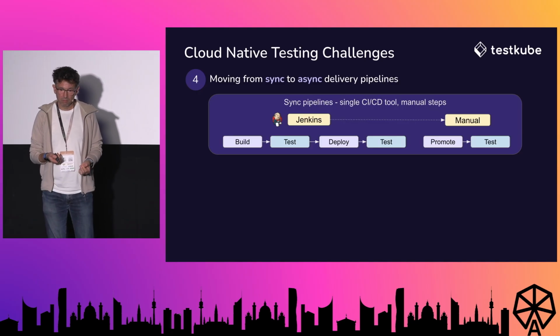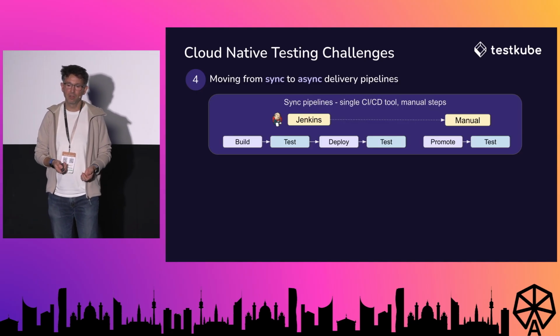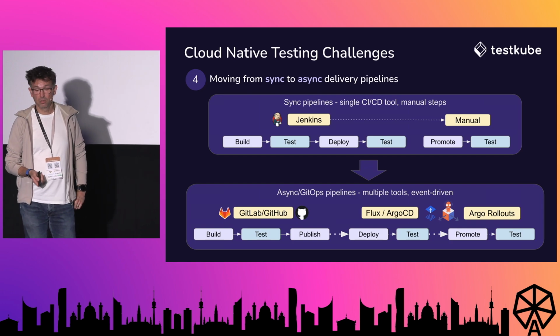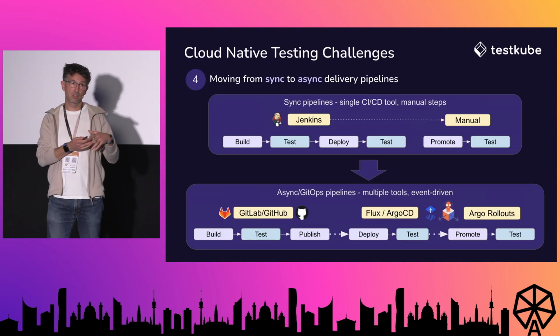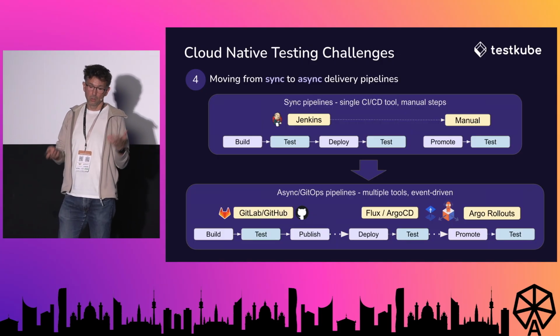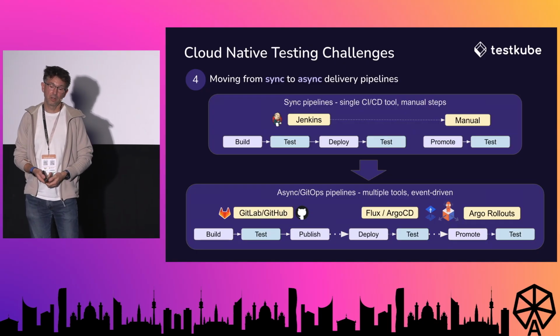Another big one, which I mentioned earlier, is moving from sync to async delivery pipelines, which I'm sure many of you have faced as you adopt GitOps. So instead of having just one tool that orchestrates your entire delivery chain, you have multiple tools, and then you have events driving the triggering of the next step.